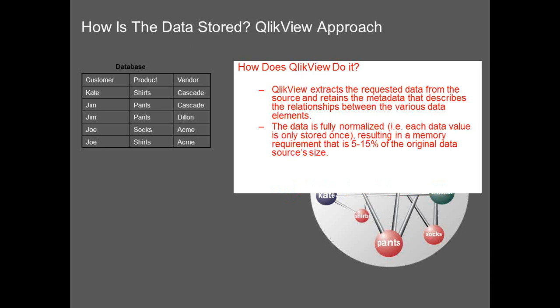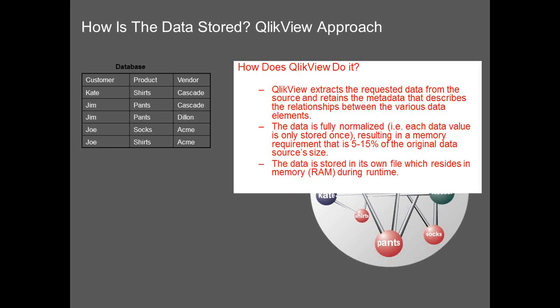So even if I have sales region values, there are 100 sales regions and 1 million sales transaction records, the values of sales region will be stored only 100 times. That's how QlikView actually achieves that compression. So the data is fully normalized and the data is stored in its own file. QlikView has its own proprietary file format called the QVD file. So data is stored in the QVD file.